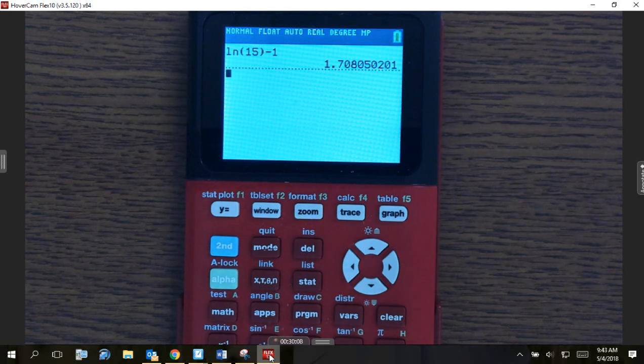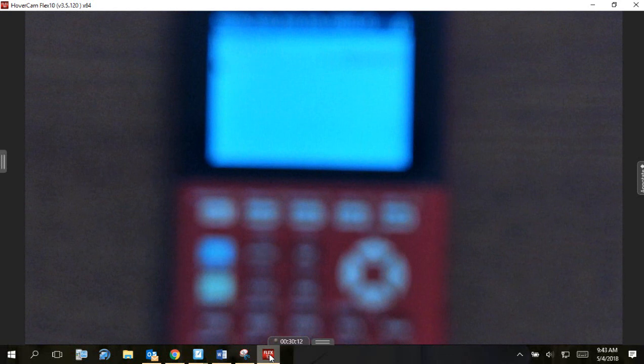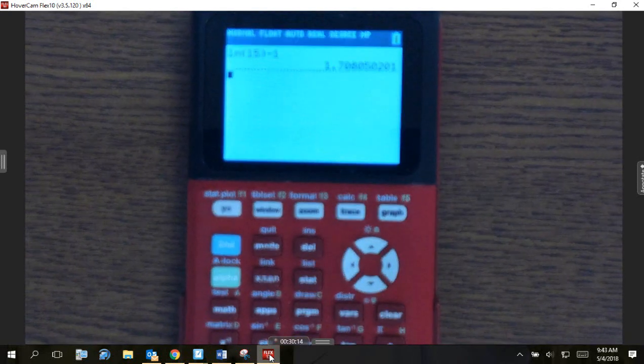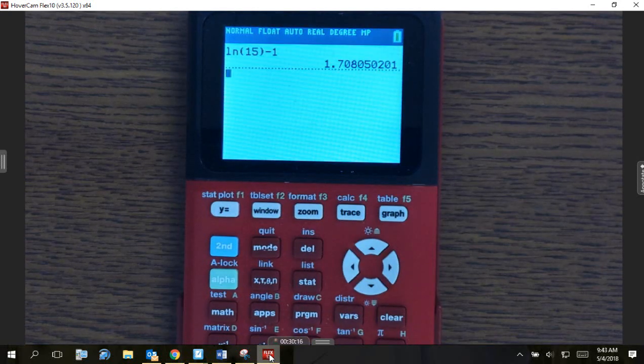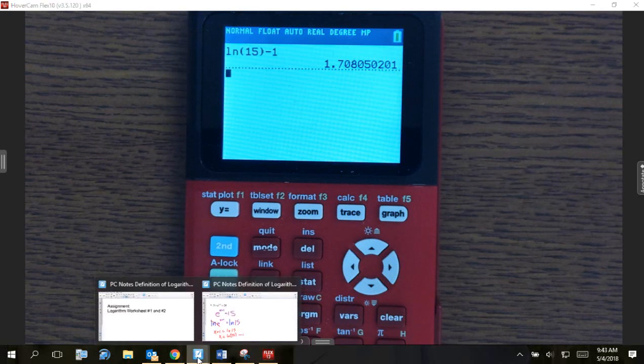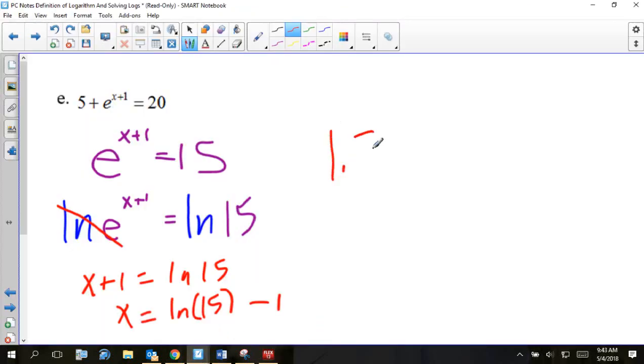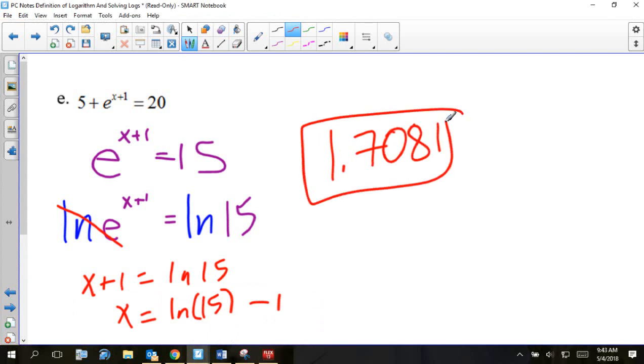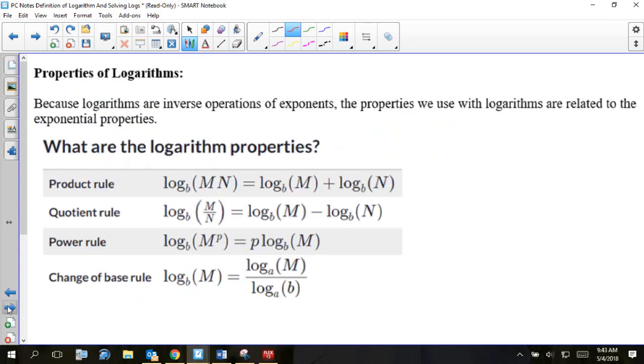And typically we do like 2.4 decimals. So 1.7081. Sweet, correct.